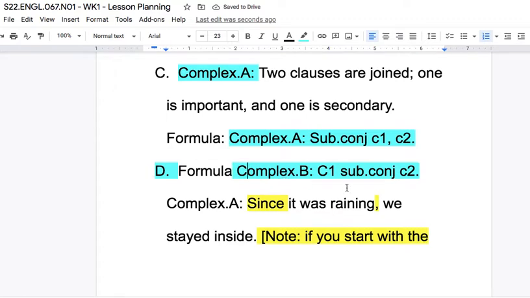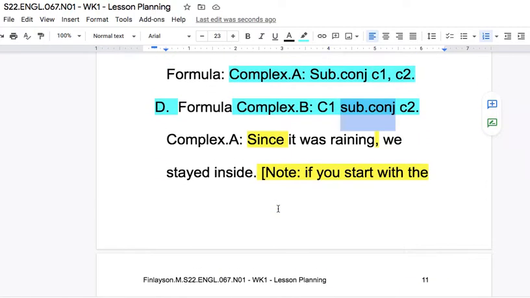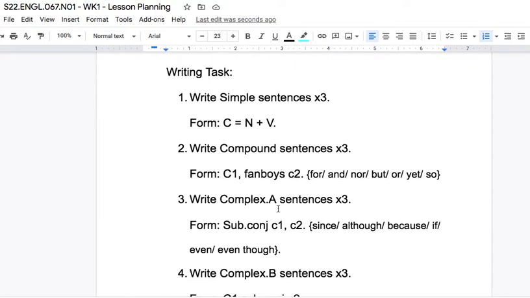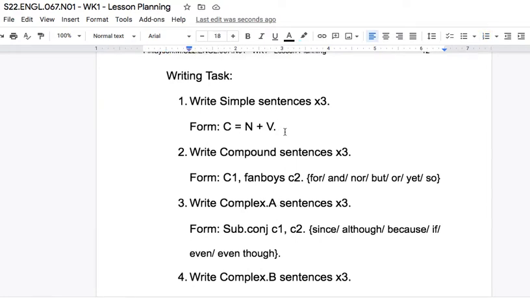We also have complex B, and you'll notice the main difference here is the placement of the subordinate conjunction. In the complex B structure, we actually put the subordinate conjunction into the middle of the sentence. It's acting as the linking word. Okay, let's take a look down below. We'll do some examples here, and hopefully, as I'm writing the examples, it'll become clear what we're looking for.